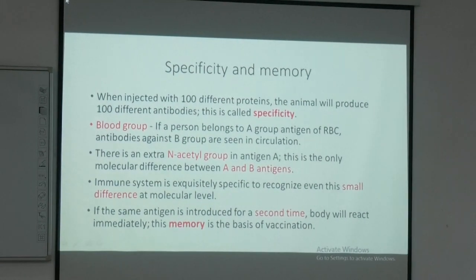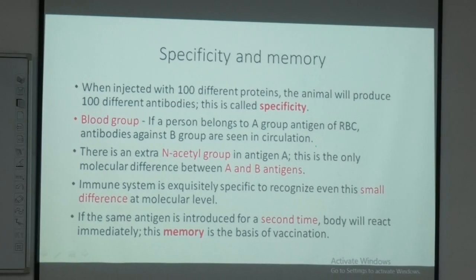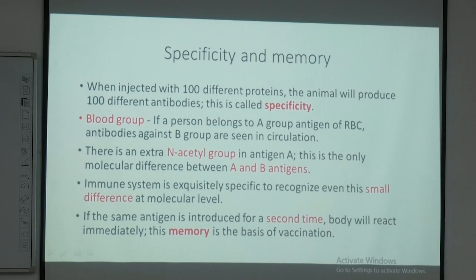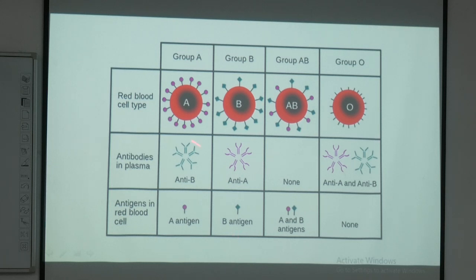And during the second time, the memory cells will act. In the primary response, the memory cells will be produced so that the immune response is much faster in the secondary immune response. So this we already know. Blood group A will have anti-B because the antigen is A. For blood group B, we have B antigen, so we will have anti-A antibody. When we have both the antigens A and B, we will have no antibody. And when there is no antigen, both the antibodies will be present.